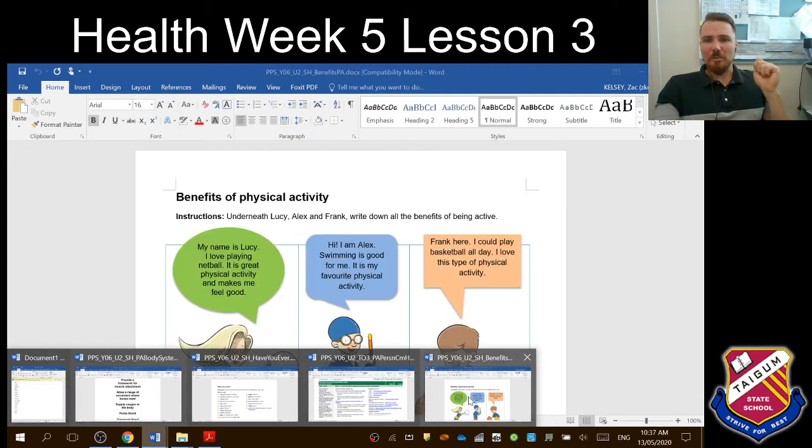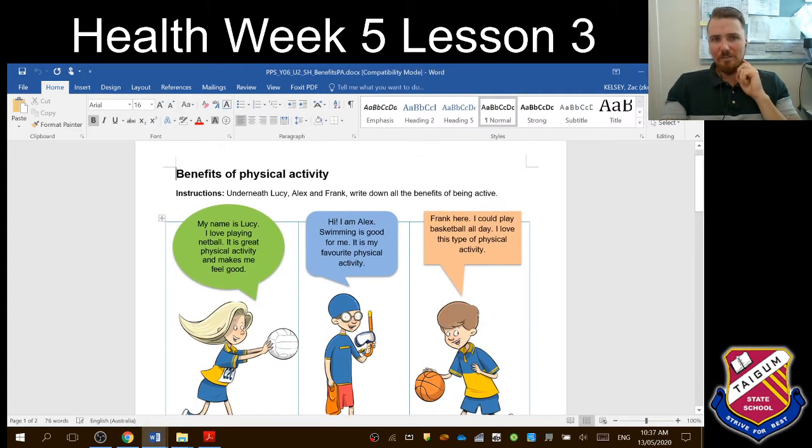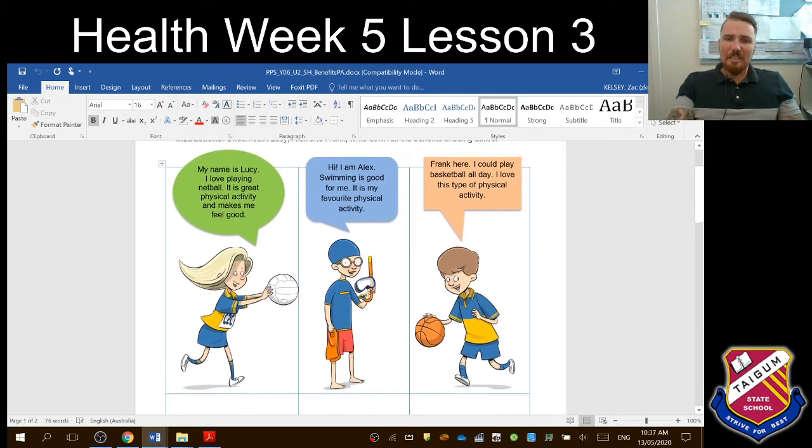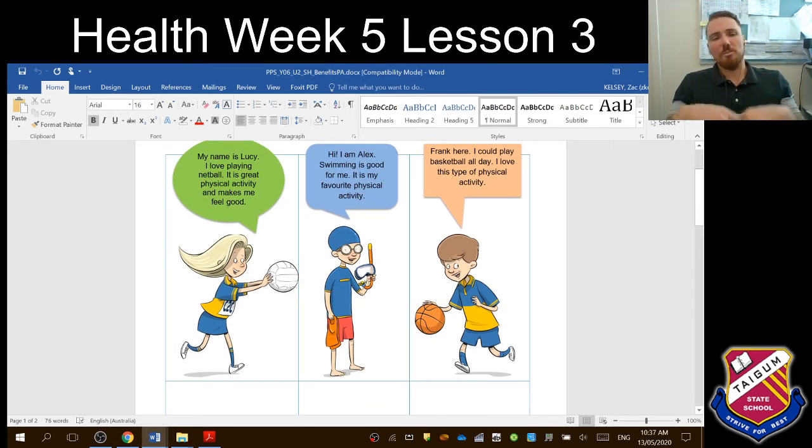So, the next one we're looking at is benefits of physical activity. So, let's have a look at these 3 people here. It says, underneath Lucy, Alex, and Frank, write down all the benefits of being active. And I know you guys can think of quite a few. Now, we're deliberately trying to not spoon feed you all this information because I want you guys to be thinking about this during these lessons.